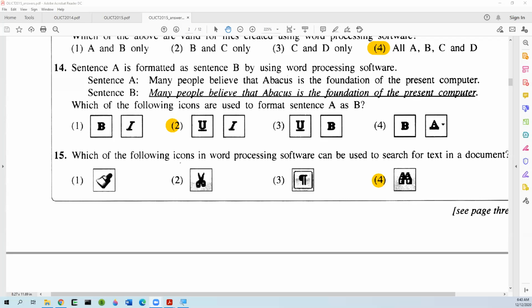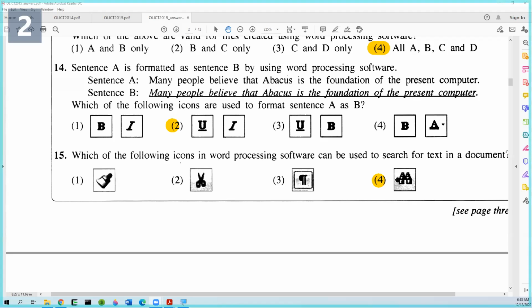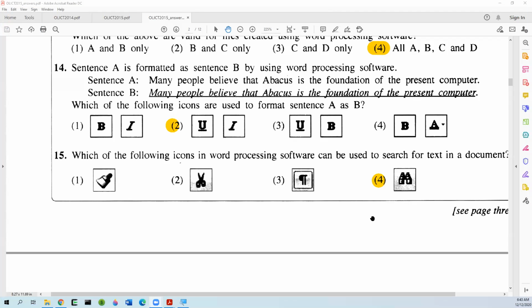Yes, so what we have seen there is the first one is format painter. We have format painter, and then cut, and we have show and hide. This is to show non-printable characters. So this is format painter, this is cut, this is show hide. Basically you can show and hide non-printable characters, and this is for search.